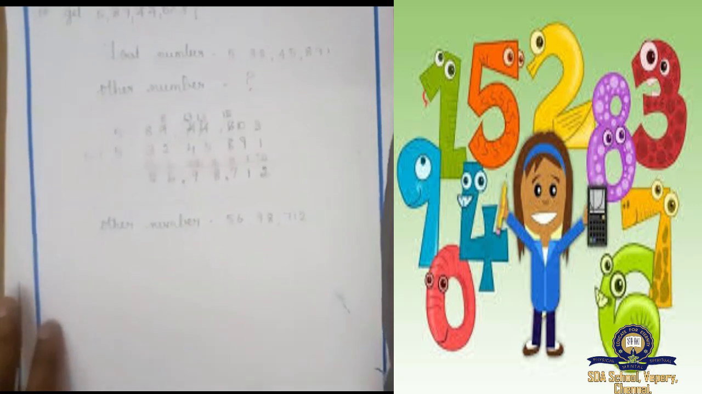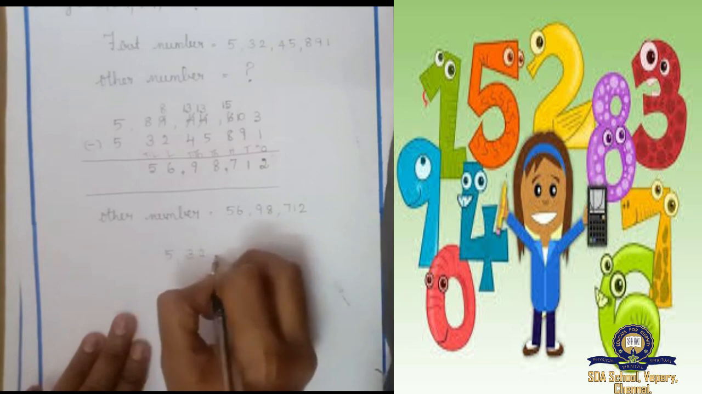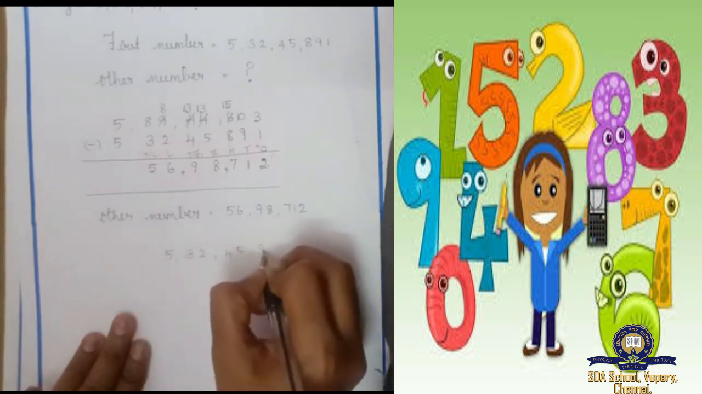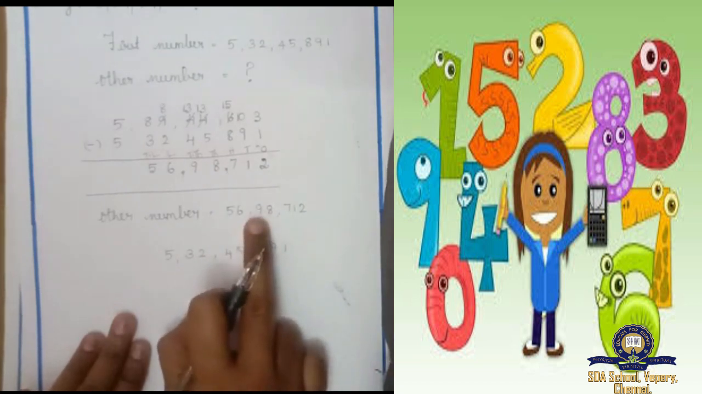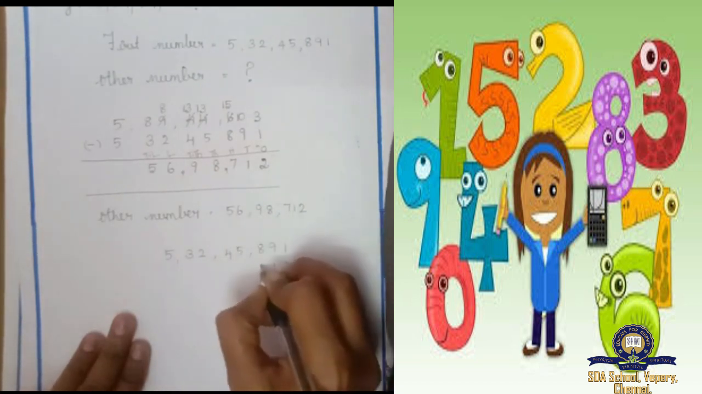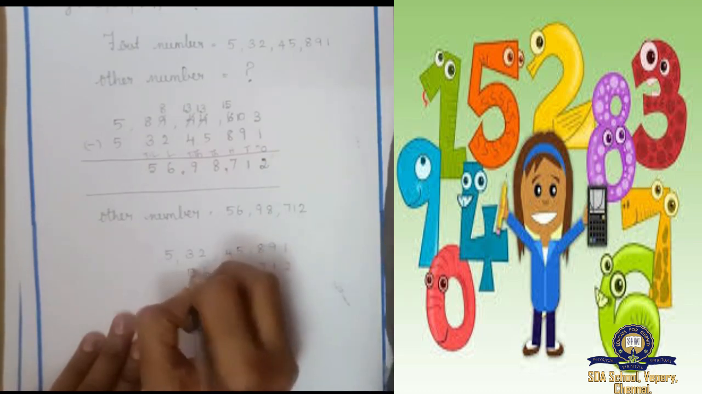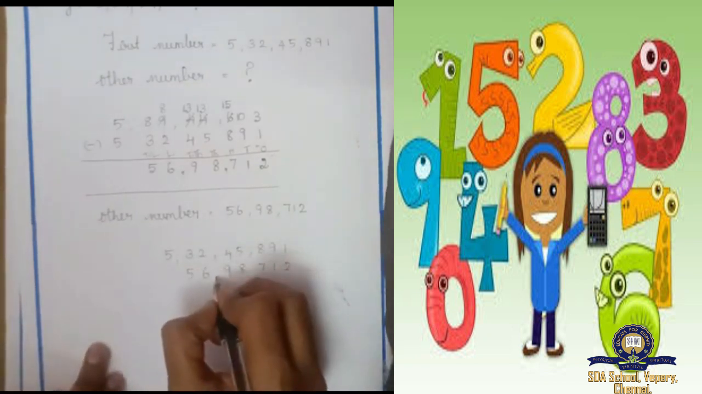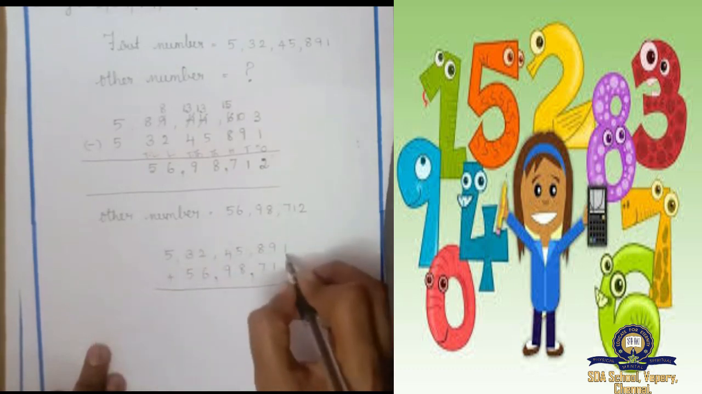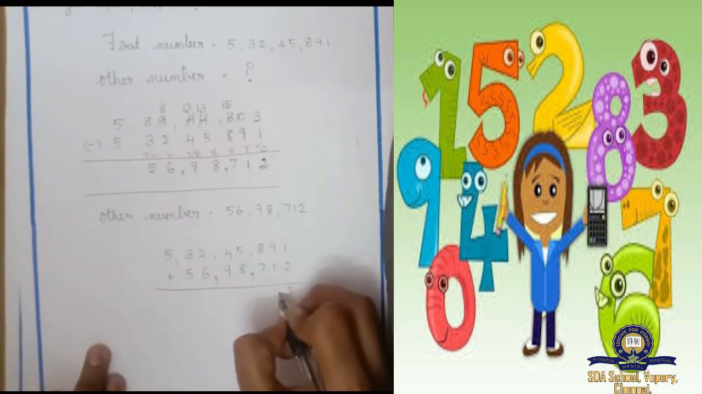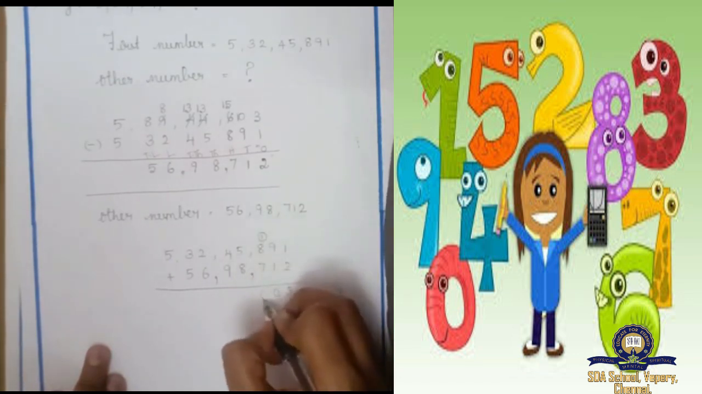Shall we check it? Okay. First, 5 crore 32 lakhs 45,891. This is the first number. Now the other number we found, from the backwards you can write the answer, that is 56 lakhs 98,712. 2 plus 1 is 3. 9 plus 1, 10. So 8 plus 1 is 9. 9 plus 7 is 16.